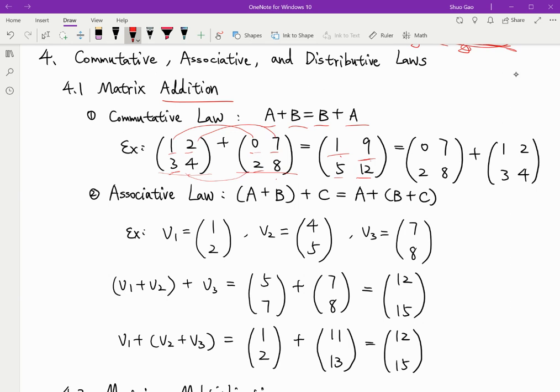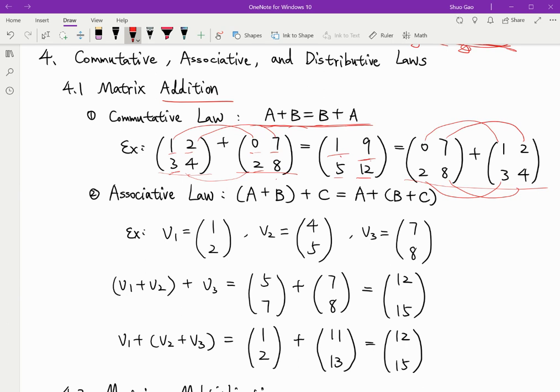And if we change the order, we can see that if we change to B plus A, so 0, 7, 2, 8 plus 1, 2, 3, 4, when we calculate the addition, we still take the summation of 0 and 1 and summation of 7 and 2, and we add 2 and 3 and 8 and 4 together. So the results don't change, right? So when we change the order of A and B, the addition result doesn't change. So that is the commutative law.